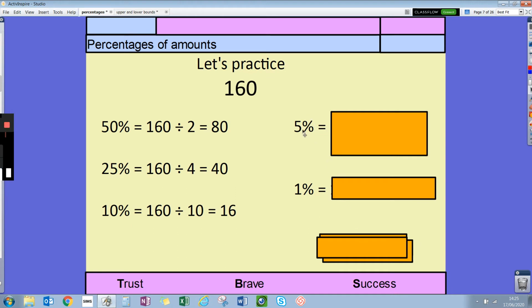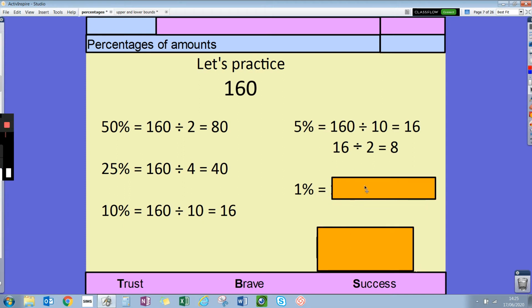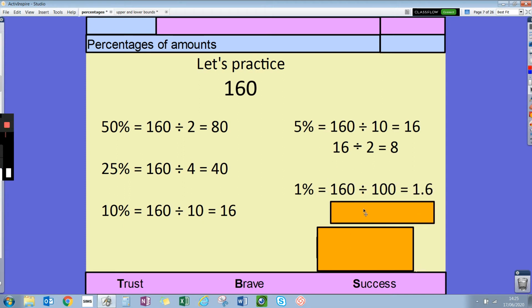5%, remember from the slide before, we divide by 10 and then we divide by 2. So 160 divided by 10 is 16. And then the answer to that, we divide by 2, which is 8. So 5% of 160 is 8. And 1%, remember, we divide by 100. So 160 divided by 100 is 1.6.